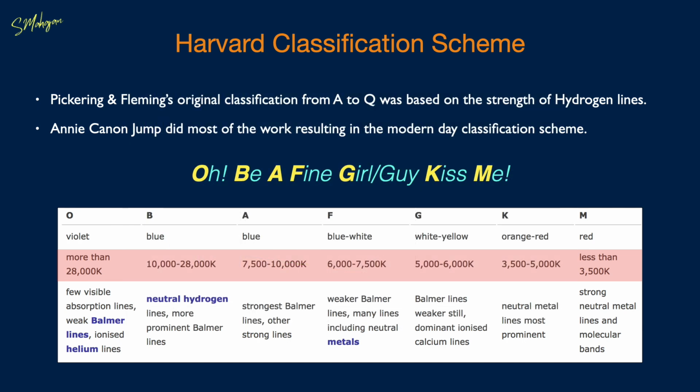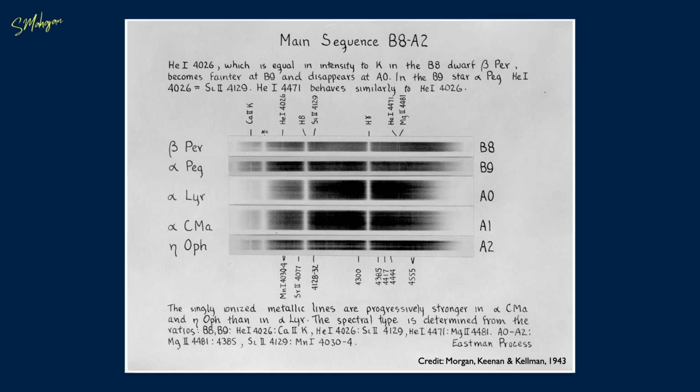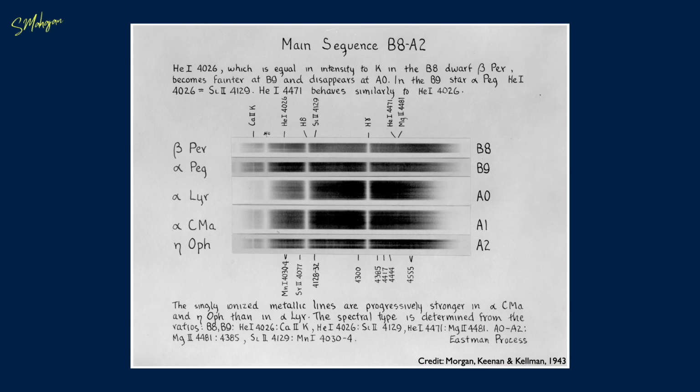Cannon further added subdivisions represented by numbers 0 to 9 within each class, with 0 being the hottest and 9 being the coolest in each spectral class. The Sun, for instance, is a G2 star with an average surface temperature around 5700 Kelvin. The subdivision in Cannon's spectral classes were based on the ratios of certain absorption lines as shown in this example. We'll get to that towards the end of this video.